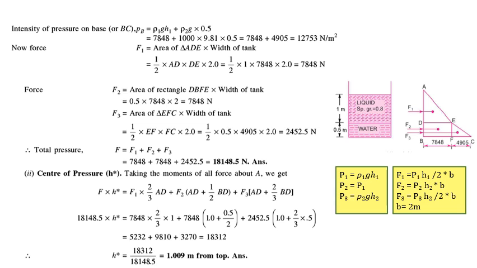So I believe now you can do it once you have all the information, and once you're clear about the pressure distribution diagram, then it's very simple. So after finding out these individual forces F1, F2 and F3, you can compute the resultant force F, which is the summation of all these three forces, since they are acting in the same direction on the same wall. So now it has come out to be 18148.5 Newton.